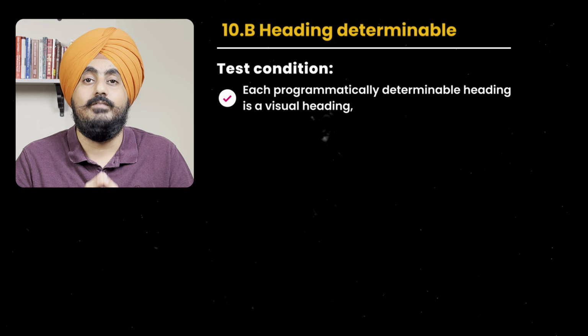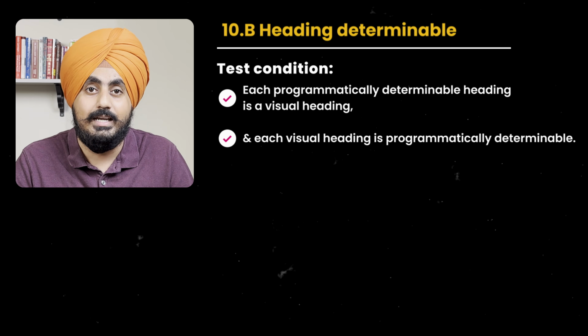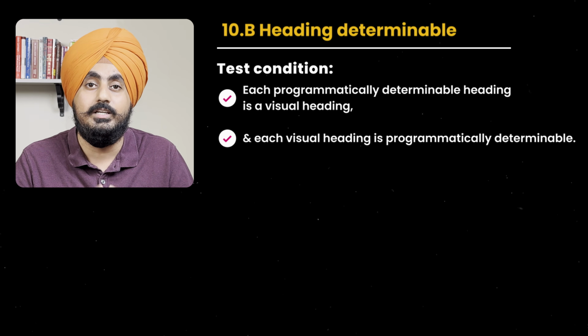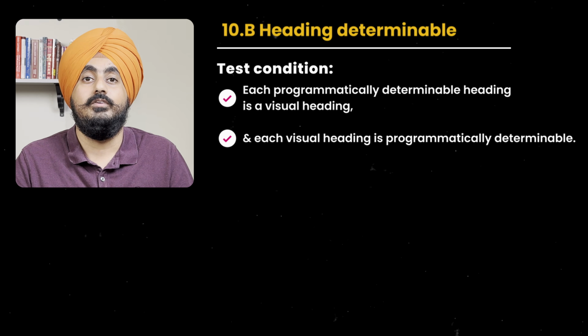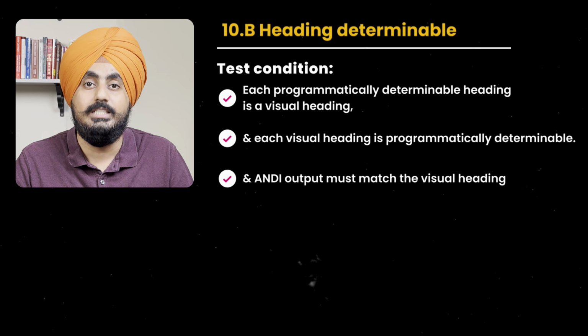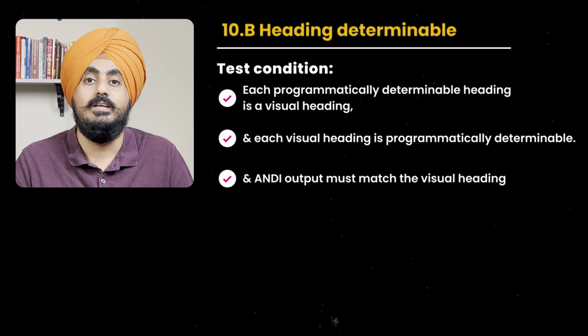Then you have to check whether every heading identified by ANDI is actually visually apparent on the page. And then the part people miss completely, you have to review the ANDI output for each heading and compare it with the visible heading text. So presence is not enough. Match is what matters. That same pattern applies across the exam.